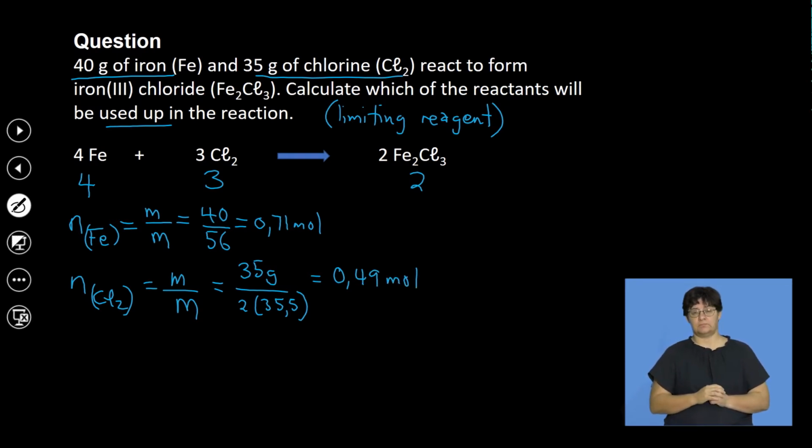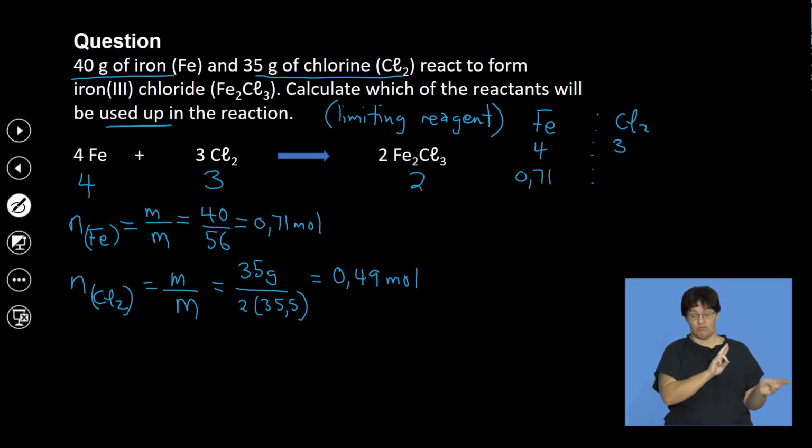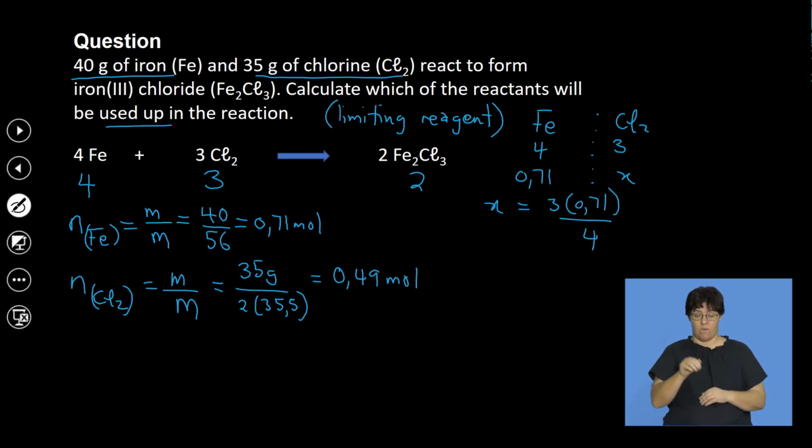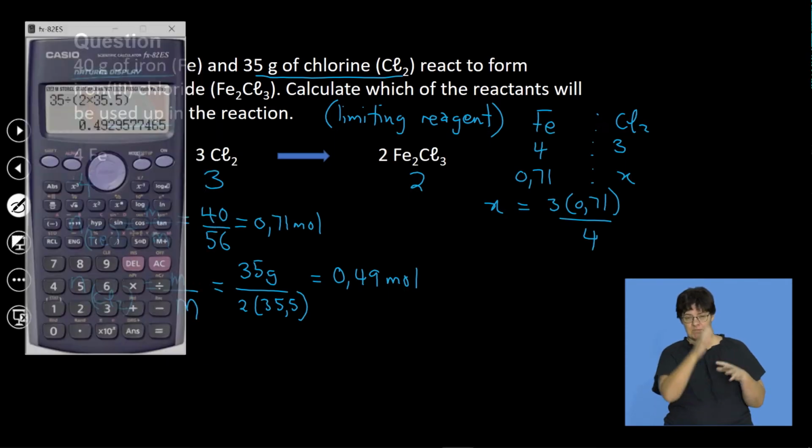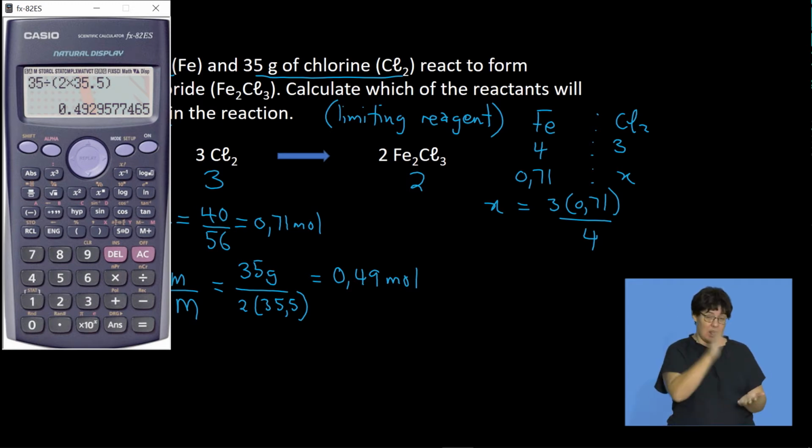Now, let's ask ourselves an important question. For argument's sake, we know that for every 4 moles of iron, there should be 3 moles of chlorine. So if all the iron has to react, the ratio of iron to chlorine gas is 4:3. Assume that the entire 0.71 moles reacts, how much chlorine do we need? Let's say that is X. By simple cross multiplication, X becomes 3 multiplied by 0.71 over 4. Then we can evaluate that and decide if indeed all the iron will react. We are just checking by trial and error: is iron our limiting reagent or not?